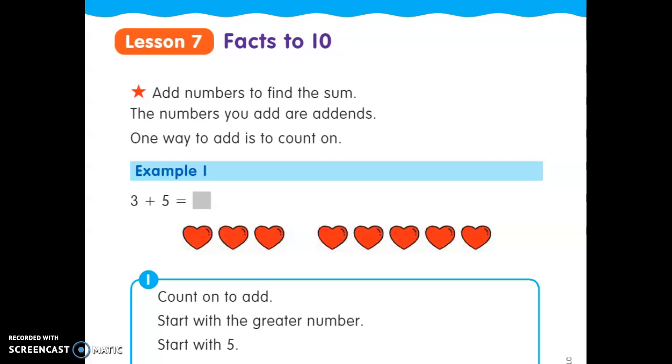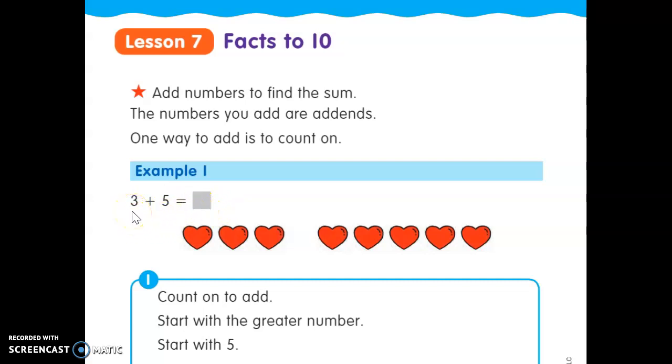So let's read the little star. It says add numbers to find the sums, which we know that the sum equals the answer. And the numbers you add are add-ins. And the way to add is to count on. So this is a strategy that we've done in class. So it says 3 plus 5 equals a number.